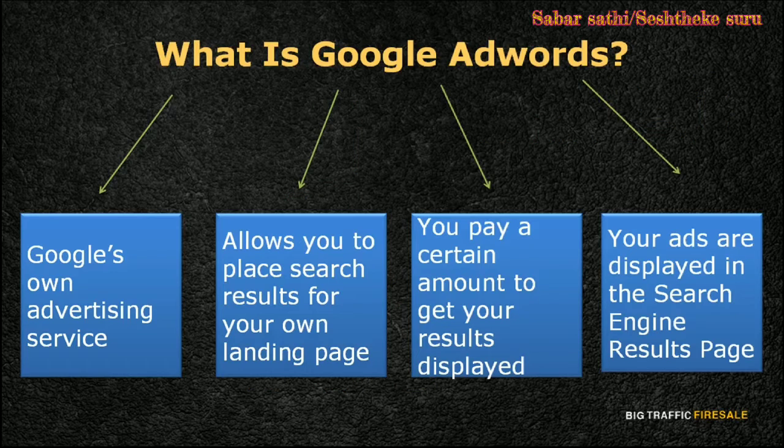So what is Google AdWords, and how do you utilize it to generate traffic? Google AdWords is Google's own advertising service, which allows you to place search results for your own website or landing page. The search results for your product or service will appear on the search engine results page, the SERP, which you would have to pay a certain amount to get your results displayed.